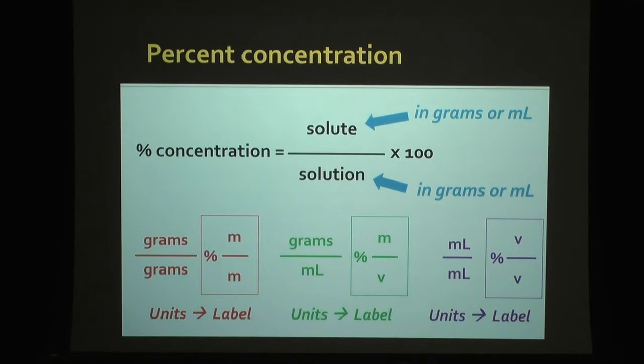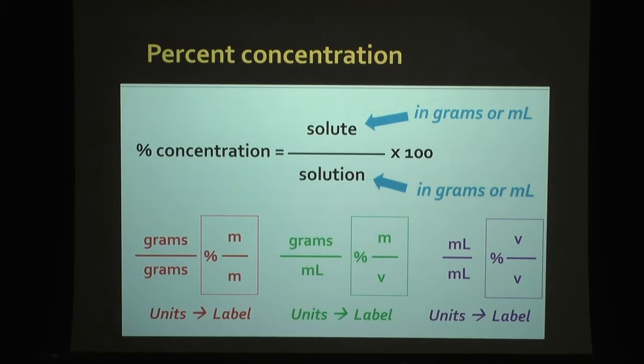If we use grams on the top and grams on the bottom, we get a percentage. But how we label it will tell us what we used. So if I take a mass of solute divided by a mass in grams of solution times 100, I get a percentage. And it's percentage with an M over M. We show the label on the percentage with a mass on the top and a mass on the bottom. Mass over mass. And we would sort of verbalize that if we were to say it. Percent mass by mass. Because we divided mass by mass. So the red one is if we use grams on the top and the bottom.